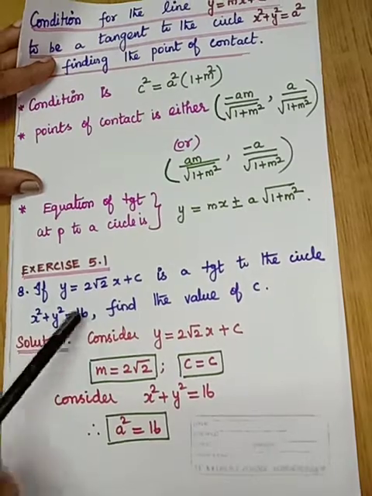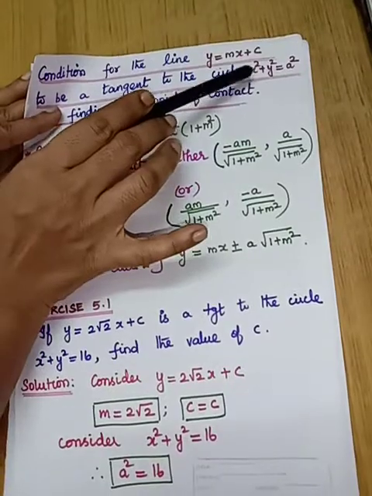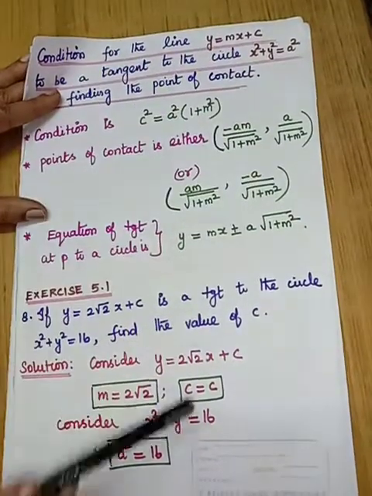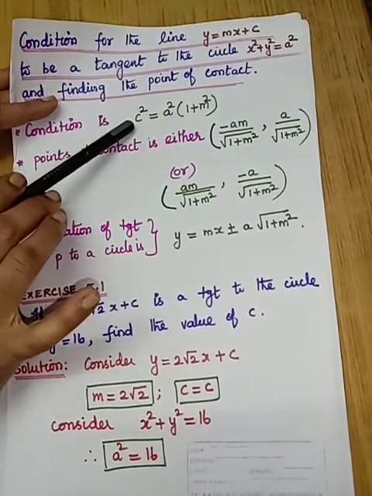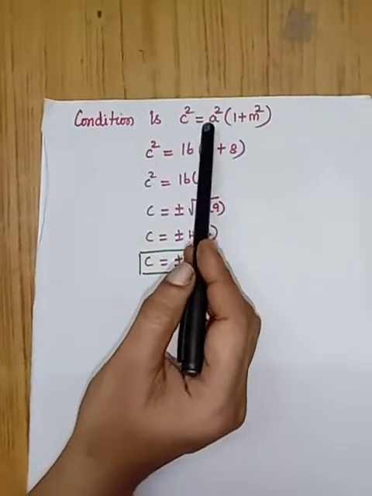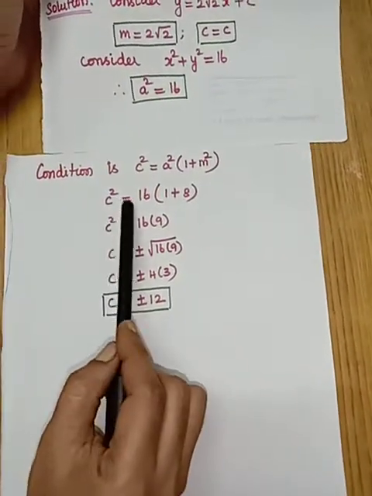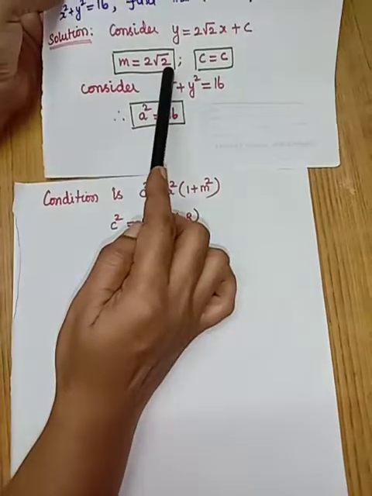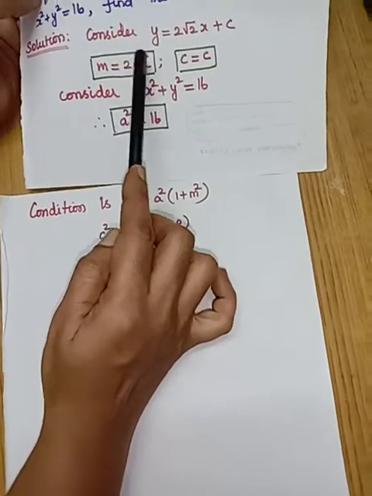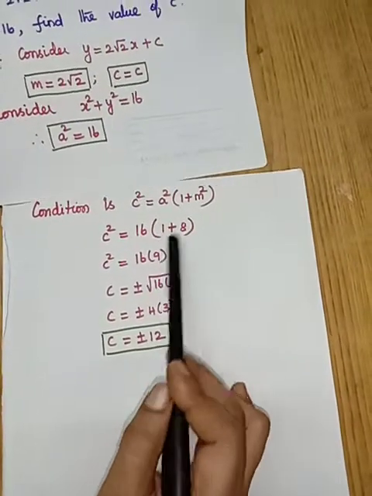Okay, take the circle equation: x squared plus y squared is equal to 16. What is the circle equation we have taken already? x squared plus y squared is equal to a squared. When you compare, a squared is equal to 16. Now write the condition: c squared is equal to a squared into 1 plus m squared. c is c only, so I have written c squared, which is equal to, a squared is 16, into 1 plus, what is m? m is 2 root 2. When you square, 2 squared is 4, root 2 the whole squared is 2. So 4 into 2, that is 8. 16 into 8 plus 1, that is 9.